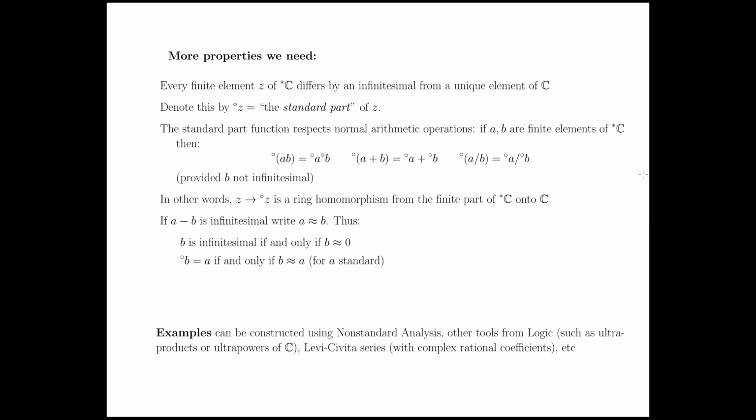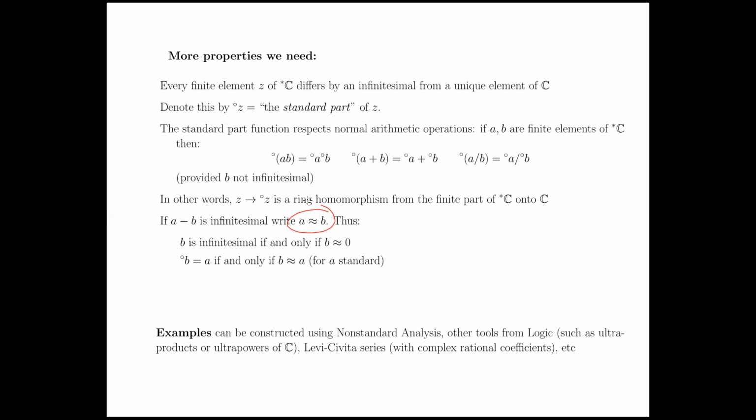We say that two elements are infinitesimally close. That's the notation here: A is infinitesimally close to B if their difference is infinitesimal, and that even makes sense for non-finite elements, as long as their difference is finite and infinitesimal. In particular, an element is infinitesimal if and only if it's infinitesimally close to zero. And for any standard A, the standard part of B equals A is the same as saying that B is infinitesimally close to A.